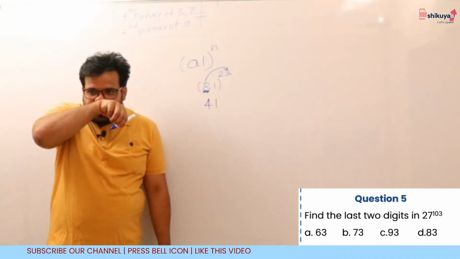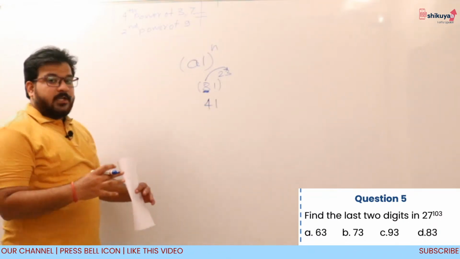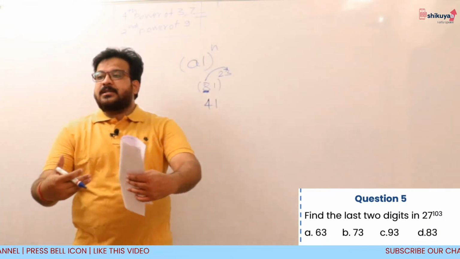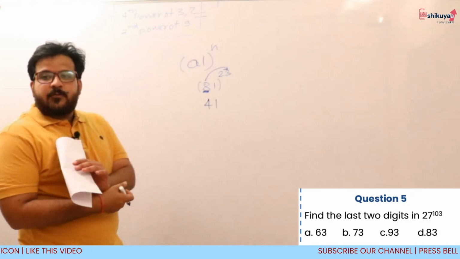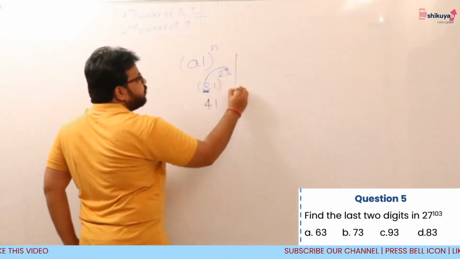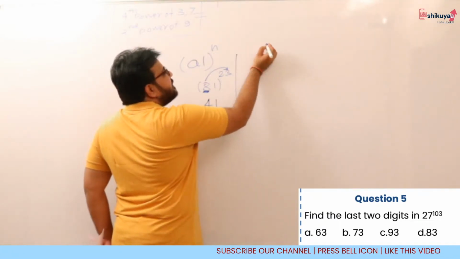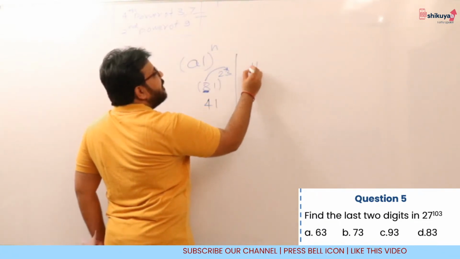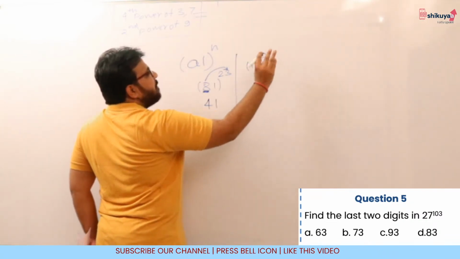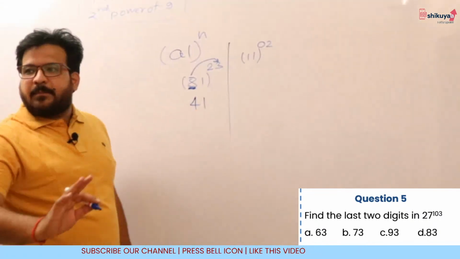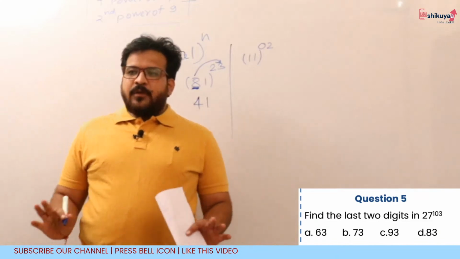Everybody in the session, are you getting my point? 41, perfect. Misbah says 41. Let me explain again with a simple number. If I have 11 with me and I want to do 11 raised to 2, a very simple example. The square of 11 is 121. Am I right?